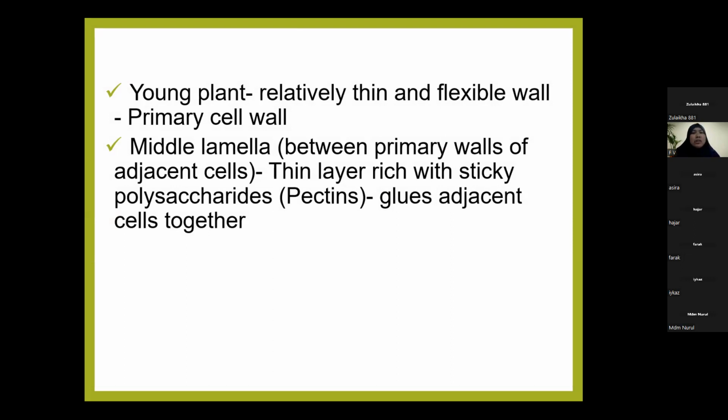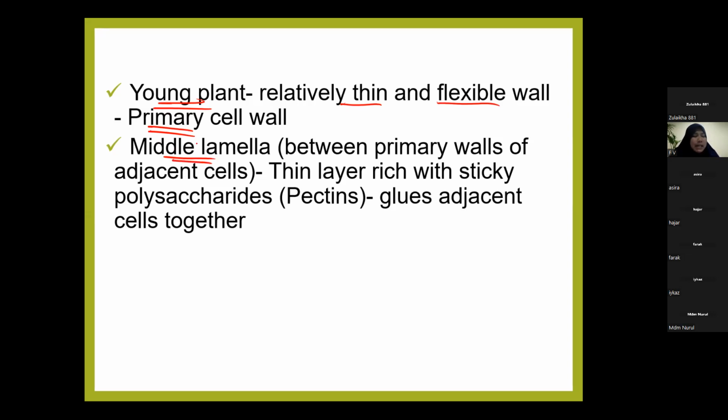Okay, so kita start dengan young plant. Pokok-pokok muda, right? So young plant relatively have thin and flexible wall. Okay, tumbuhan-tumbuhan muda, pokok-pokok baru nak naik, so dia ada cell wall, tapi cell wall dia nipis dan flexible. Flexible sebab tu dia boleh macam patah, sangat senang patah, right? Okay tu. So that kind of cell wall kita panggil sebagai primary cell wall. Okay, right? Next is component middle lamella.